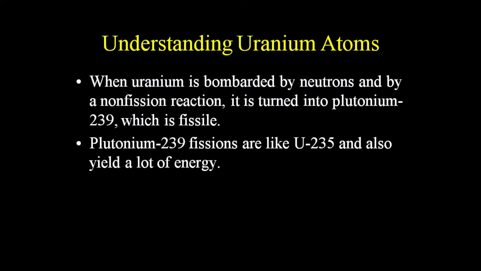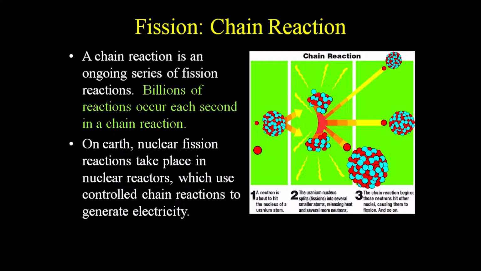When uranium is bombarded by neutrons in a non-fission reaction, it is turned into plutonium-239, which is fissile. Plutonium-239 fissions like uranium-235 and also yields a lot of energy. A chain reaction is an ongoing series of fission reactions. Billions of reactions occur each second in a chain reaction. On Earth, nuclear fission reactions take place in nuclear reactors, which use controlled chain reactions to generate electricity.